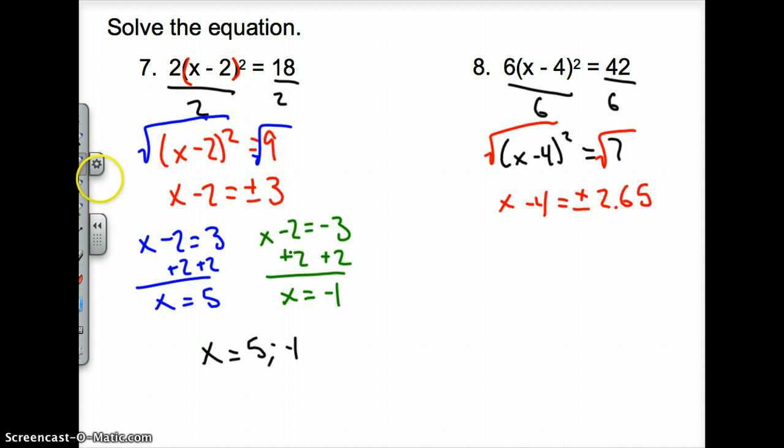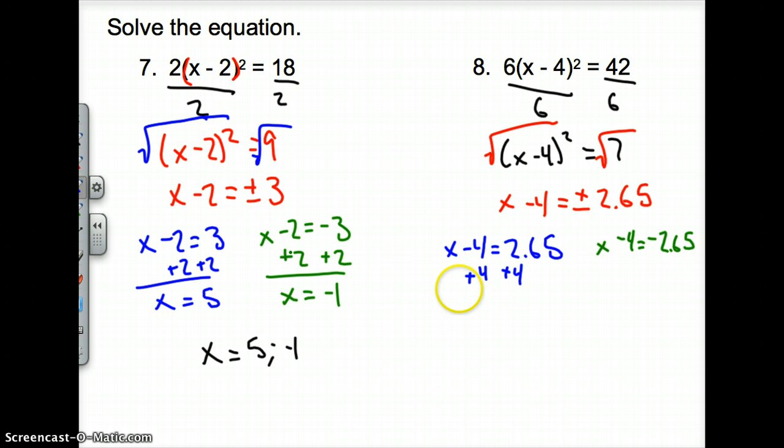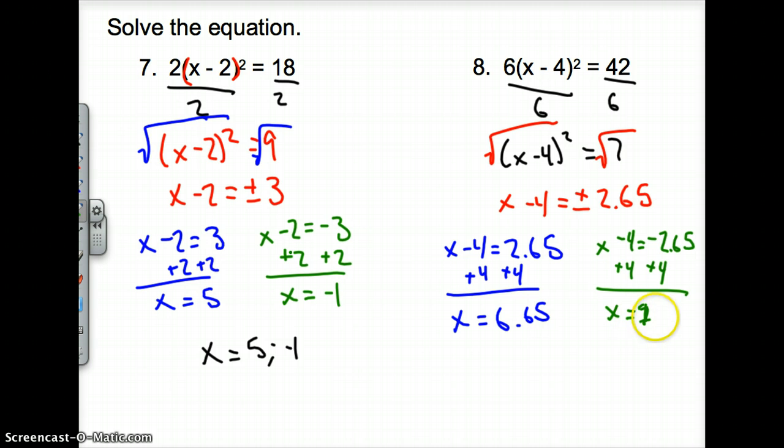Now again, we have a positive negative answer, and x is not by itself. So I'm going to break this up again into two answers, where we have x minus 4 equals 2.65 and x minus 4 equals negative 2.65. So here we go. Let's solve for x with both of them. Add 4 for the blue guy to both sides to come up with x equals 6.65. And for the green guy, add 4 to both sides to come up with x equals 1.35. So our two answers are 6.65 and 1.35.